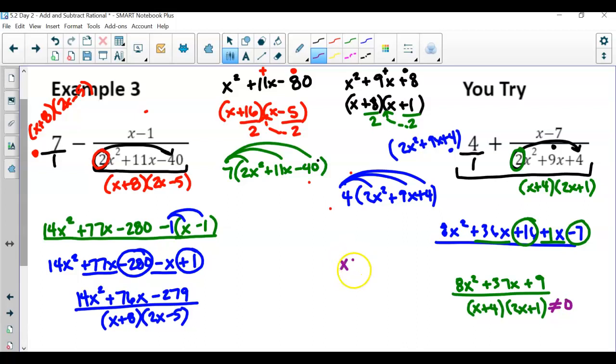So that means x plus 4 cannot equal 0, and 2x plus 1 cannot equal 0. That means here when you subtract 4, you end up with x cannot equal negative 4. And here if I wanted to solve, I would subtract 1. Now I have 2x cannot equal negative 1. Then divide by 2. So x cannot equal negative 1/2. So these are the two values that would make this expression undefined.